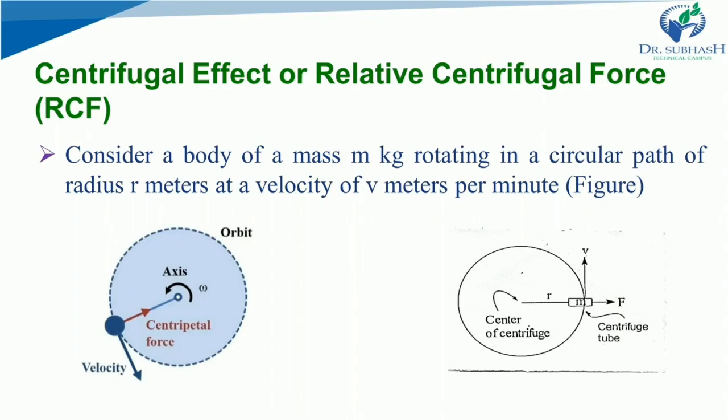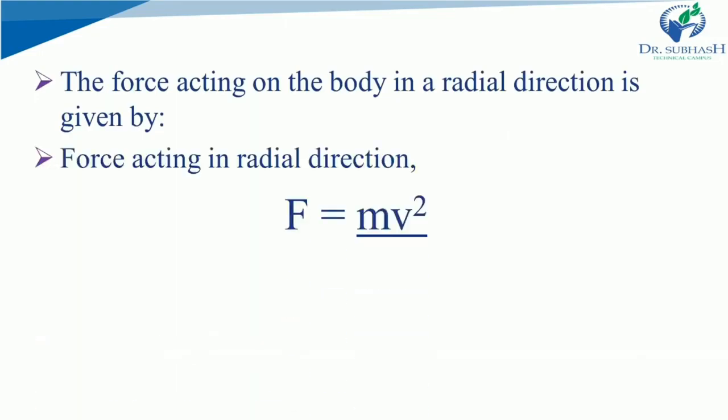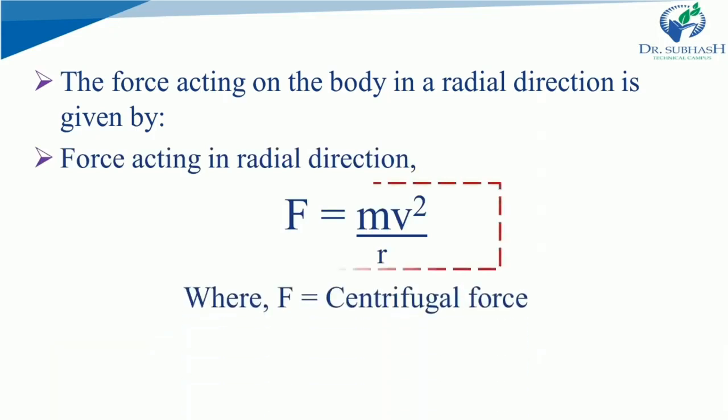There is nothing different in both of these, but it is just for your own comfort, so that you can understand easily. You can easily see here that there is a center of centrifuge, R, centrifuge tube, M, V, F, and the mass, or consider a body that is rotating in a circular way. So these both are almost similar. Now, the force acting on the body in the radial direction is given by F equal to mv square divided by R, where F is centrifugal force, right? So here R is, obviously, the radius, right?